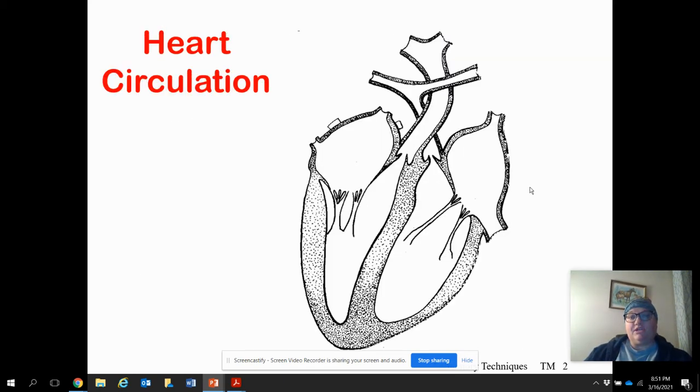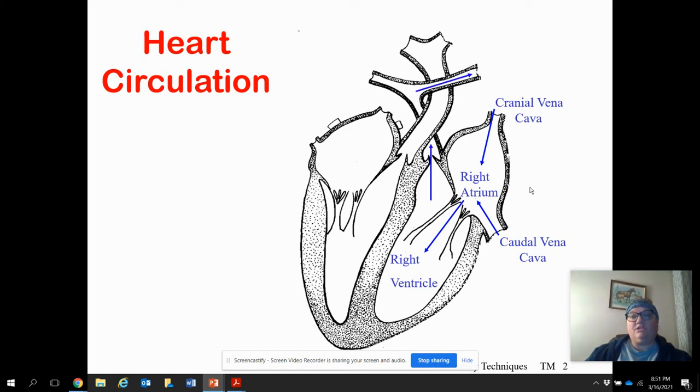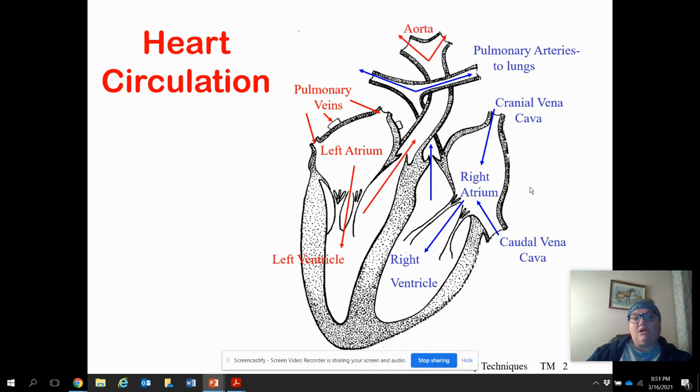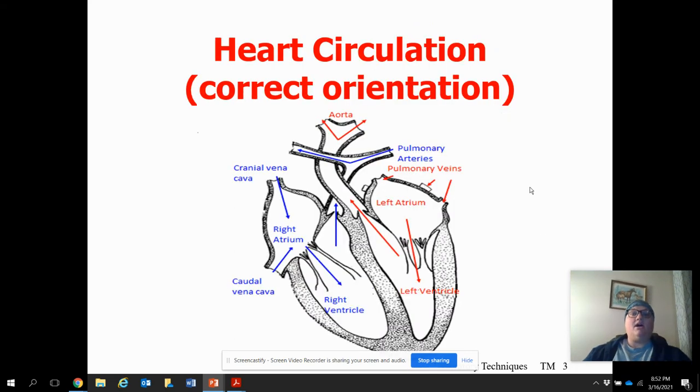All right, so here is the circulation through the heart. I like this diagram. I think it's helpful. It has the veins in blue to denote the deoxygenated blood and the blood flow through the heart. And then it has the arteries, or most of them, in red to denote the oxygenated blood and the oxygenated blood flow through the heart. The only problem I have is that it's just backwards to me. Luckily, I have a student who helped me out and figured out how to flip this.